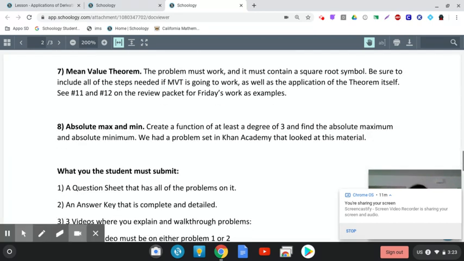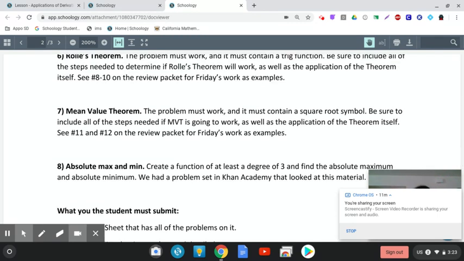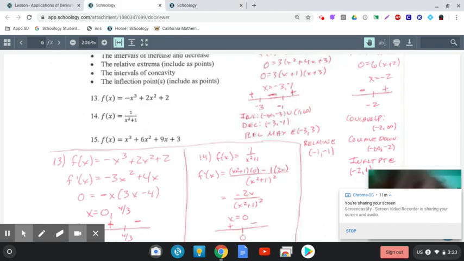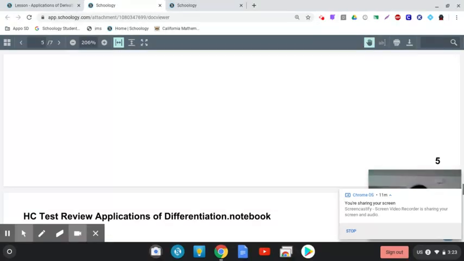Mean value theorem, again, same idea, and it has to have a square root symbol. So you can use a radical. And again, it has to work. So make sure that the initial conditions for the mean value theorem apply, and work through it. If you need help, they say look through questions 8 through 10 for number 6, and 11 and 12 for mean value theorem stuff.